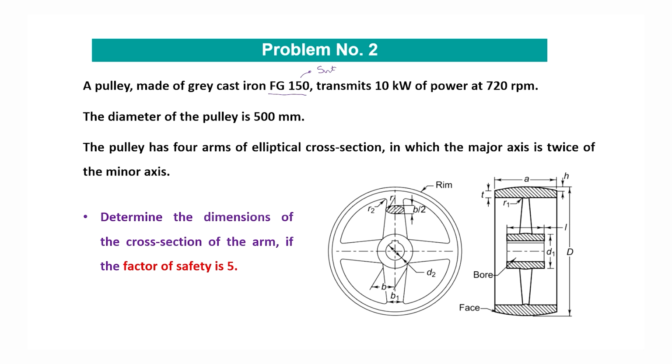The elliptical cross section is there, in which the major axis is twice the minor axis. The major axis of the cross section is this one, and the minor axis is given by this. The minor axis is small a and the major axis is small b. So, in the problem it is given that b is 2 times a. Now, we have to determine the dimensions of the cross section of the arm, if the factor of safety is 5.